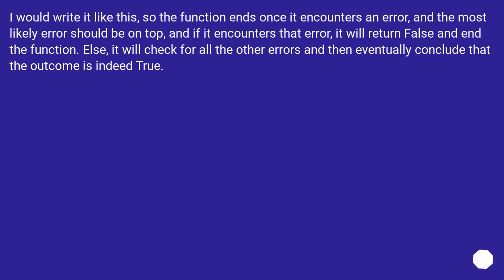I would write it like this. So the function ends once it encounters an error, and the most likely error should be on top, and if it encounters that error, it will return false and end the function. Else, it will check for all the other errors and then eventually conclude that the outcome is indeed true.